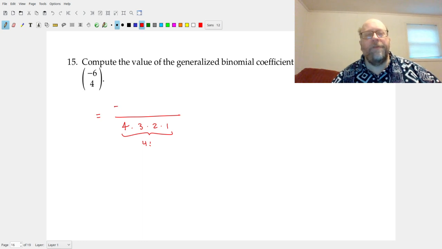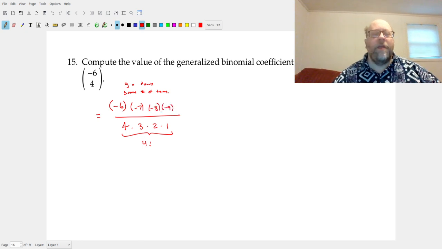And on the top, we start with -6, and we go down, but the same number of terms. So the next term will be -7, the next term will be -8, and the next term will be -9. So that there are matching numbers of terms here. All right, so negative times negative times negative times negative is all positive. I have 4 negatives, so I don't have to worry about that.